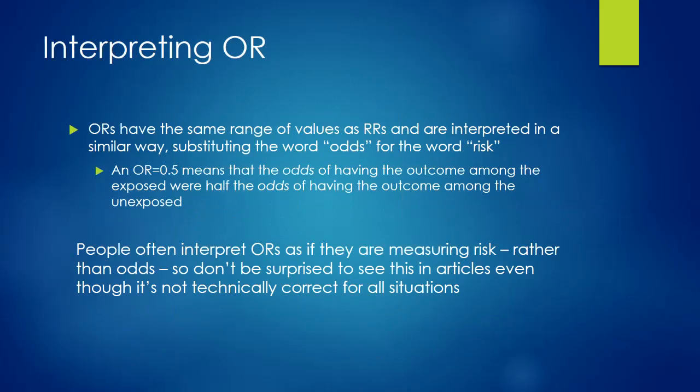And in cases when the disease is rare, when the outcome is rare, the odds do approximately reflect the risk. So you'll see a lot of times people interpret odds ratios like they're relative risks. And so this is sometimes appropriate, again, if the outcome is really rare. But in cases where it's more common, the two measures actually diverge quite a bit. So it's better to just stick with interpreting the odds ratio as odds rather than risk.